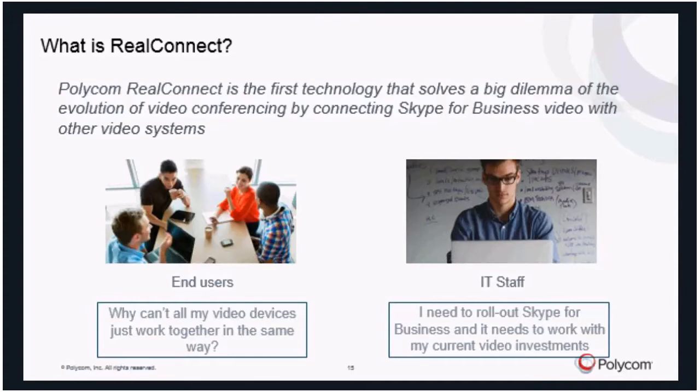RealConnect is solving a huge dilemma that customers have where they have disparate video systems that need to connect to Skype for Business. It also fixes the scheduling problem. So for end users, they're able to get a meeting invite, join regardless of what device they choose to join from. The IT staff is able to deliver this today with the existing technologies and video systems they currently have deployed, and it's really solving this dilemma that many customers have had for years.